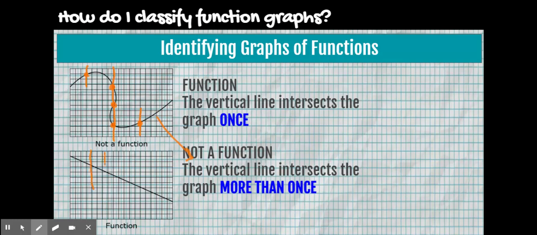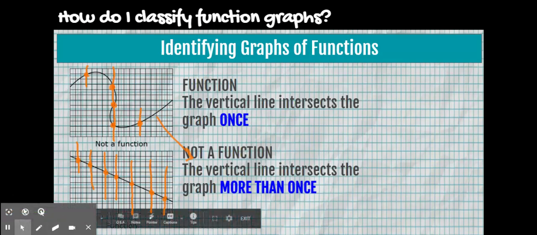For this one, if I drew my vertical lines, you can see no matter where I draw that vertical line, all of those vertical lines would only intersect once. This graph doesn't double back. It doesn't actually repeat any of the x values. Therefore, this is considered a function.